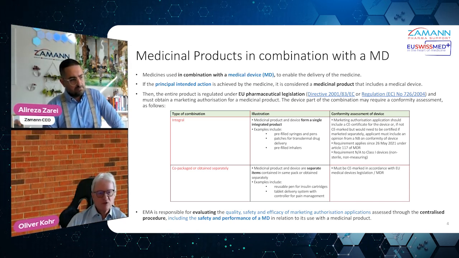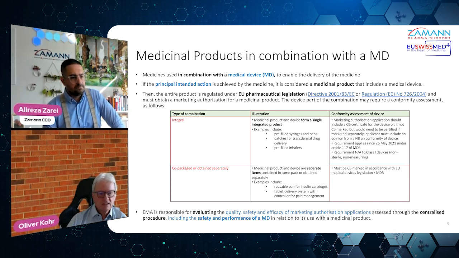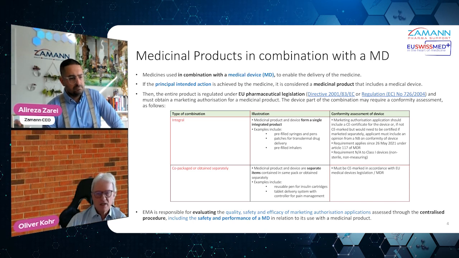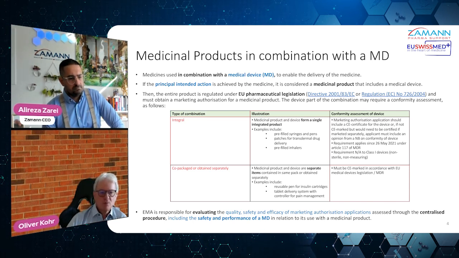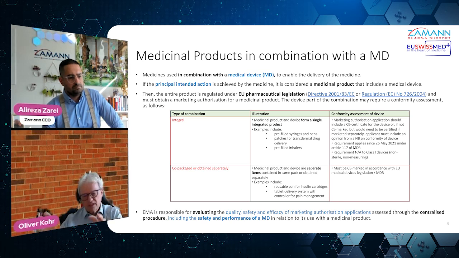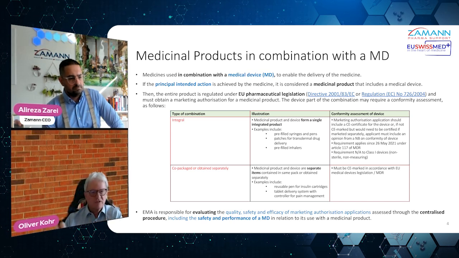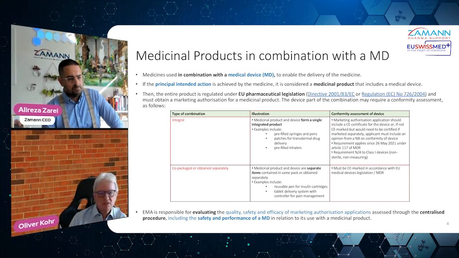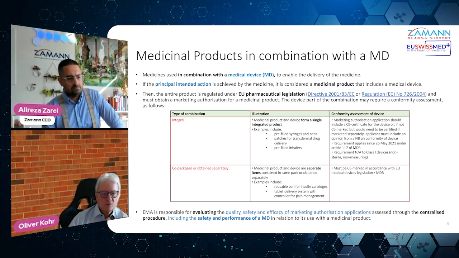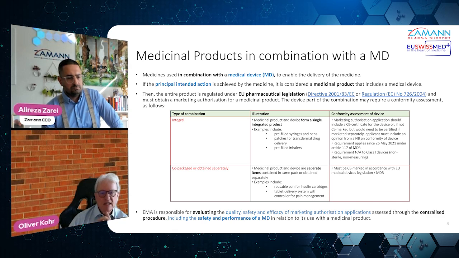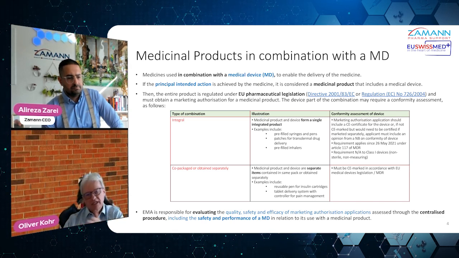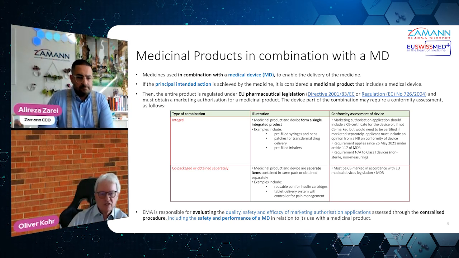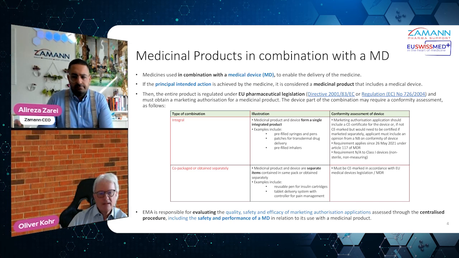So one is the type of combination, as you said. Is it integral? It means, is the medicinal product an integral part of your device, or is it co-packed? Or you get it basically in the pharmacy separately. You have 2 separate boxes, so to speak, one being the medical device, one being the medicinal product. That is then obtained separately. And this, of course, will lead to certain implications in the back end, so to speak, in your work, in your registration, and the filing.